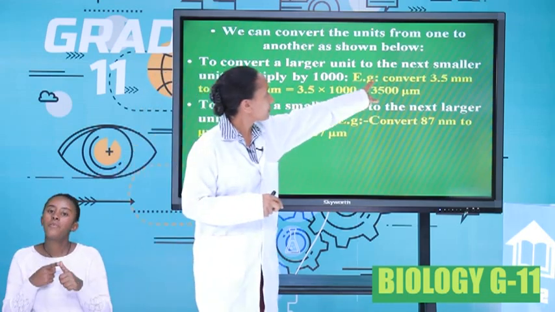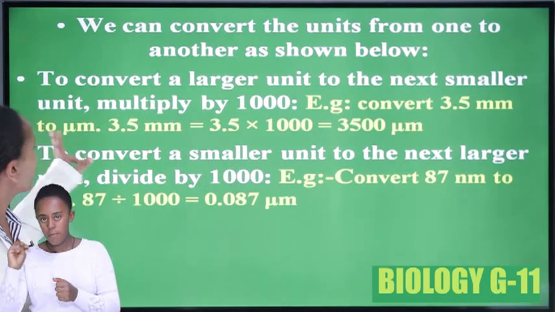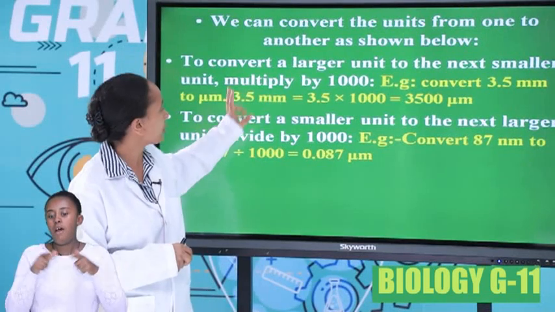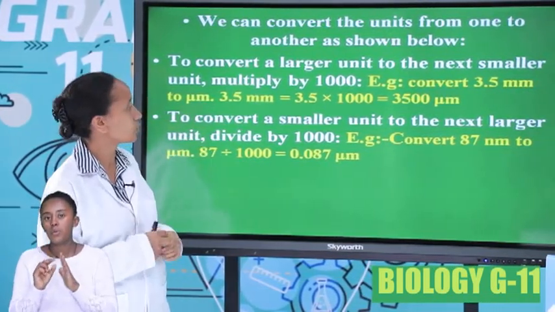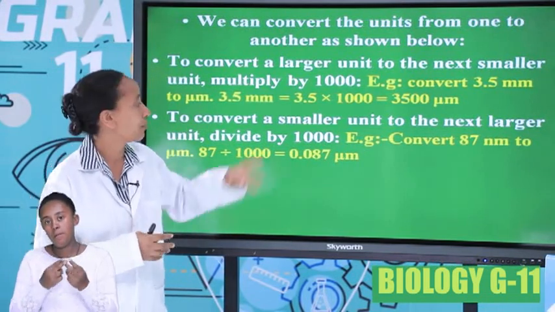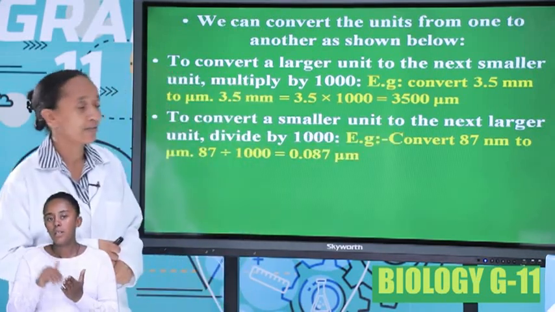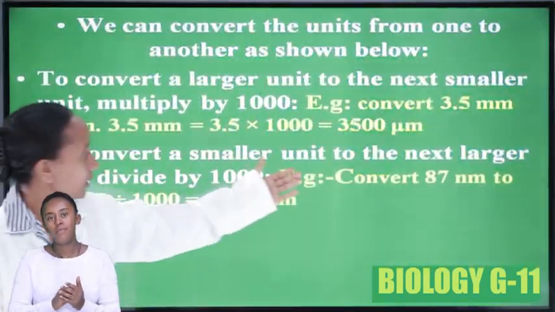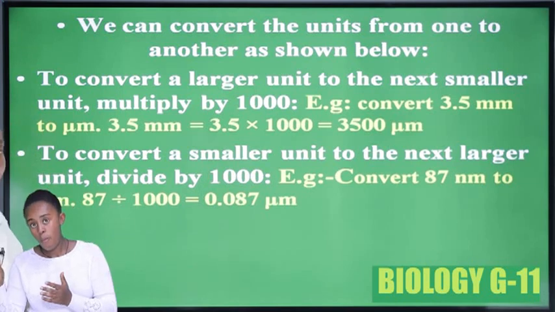Here we have an example: convert 3.5 millimeter into micrometer. Millimeter is the larger unit and micrometer is the next smaller unit. So we have to multiply the given number by 1000 and we will find 3500 micrometer.